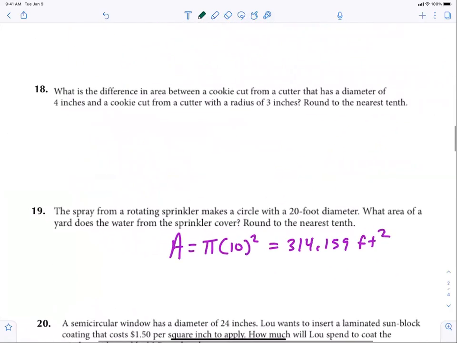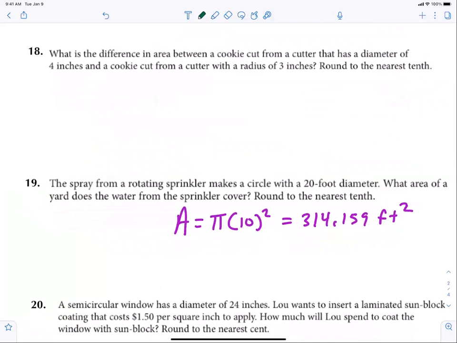Logan, I'm asking you to read it. Okay, so we have 2 cookies. We're going to draw just to be safe. One is telling me that we have a diameter, so I'm going to draw the diameter. That diameter is 4. But the other one is telling me we have a radius of what?